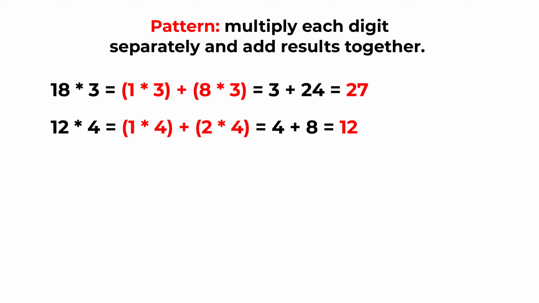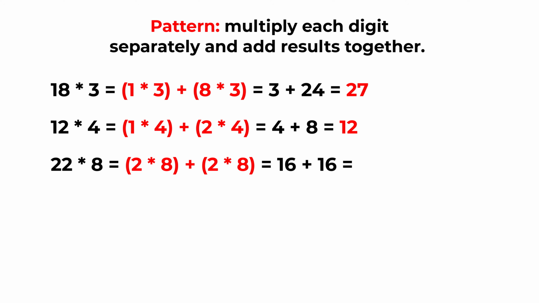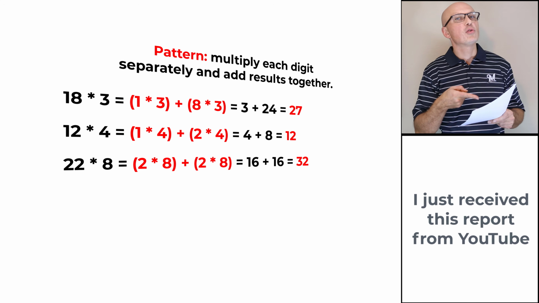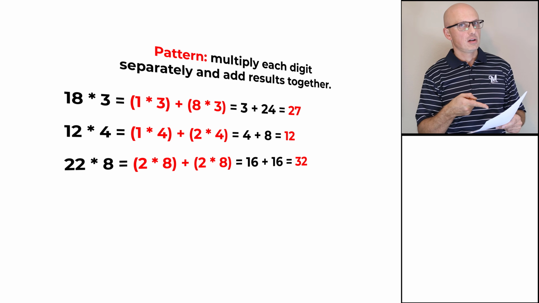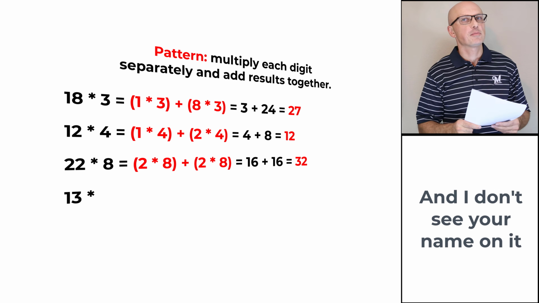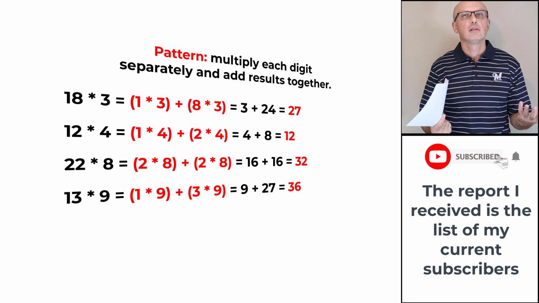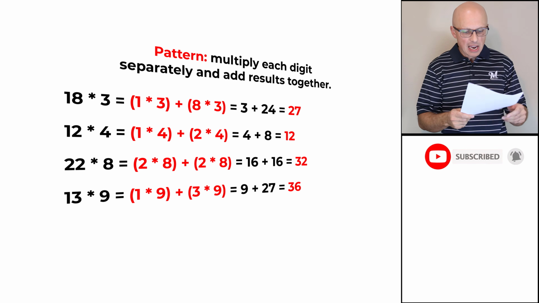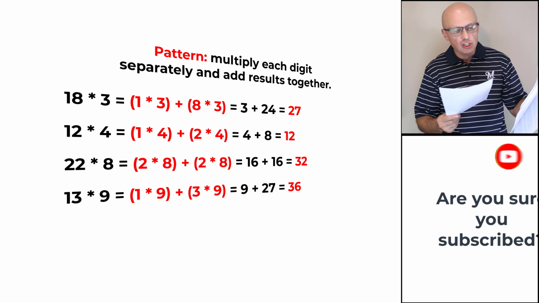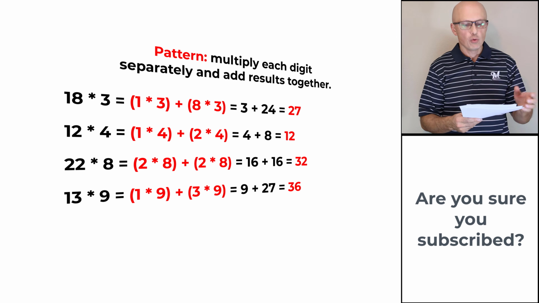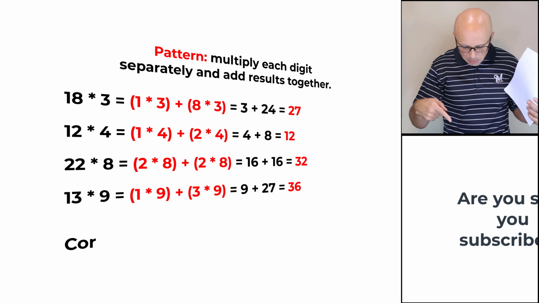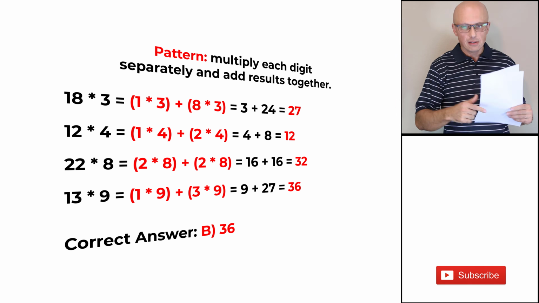And in a very similar way, 22 multiplied by 8 would be the result of 2 multiplied by 8 in parentheses plus 2 multiplied by 8 in parentheses, which would be 16 plus 16, which would be equal to 32. So to calculate the answer of 13 multiplied by 9, we would need to multiply 1 by 9 in parentheses and add 3 by 9 in parentheses, which would be the sum of 9 and 27, and the end result would be equal to 36. So the correct answer here is choice B, 36.